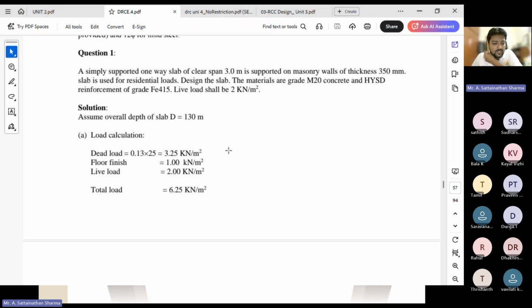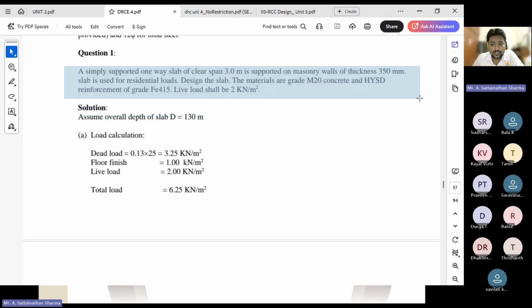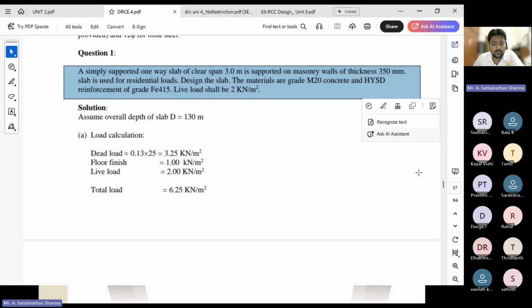Please understand, it is a very, very simple problem. We have only 7 to 8 steps, and all the steps you know already. I'll show two problems here. You can understand the problems first, then we'll move on to the procedure for the problem.